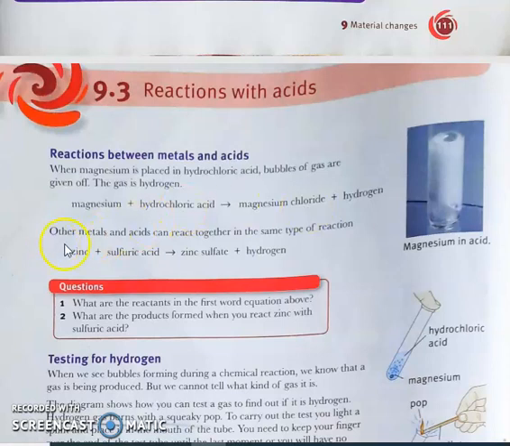Other metals and acids can react together in the same type of reaction, for example zinc plus sulfuric acid. Here also the zinc will displace hydrogen, so the hydrogen goes away and only the sulfate remains from the sulfuric acid. So it will be zinc sulfate plus hydrogen gas.